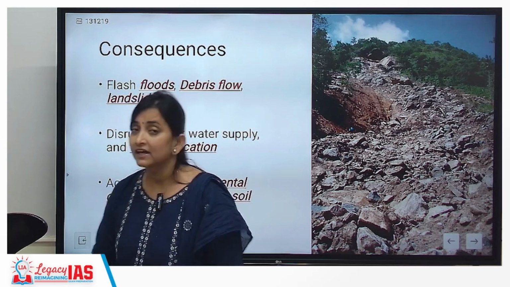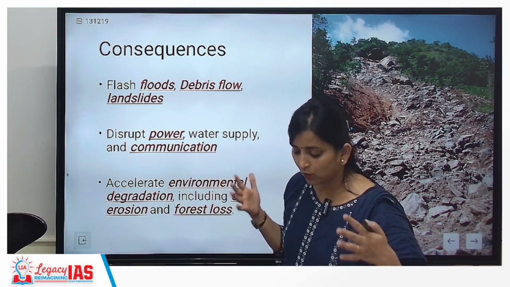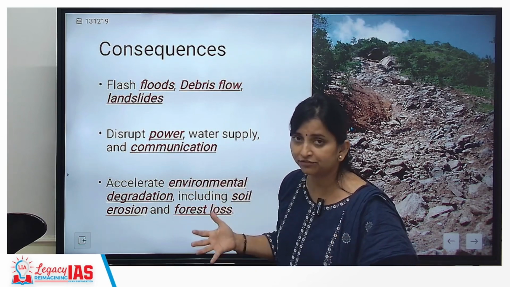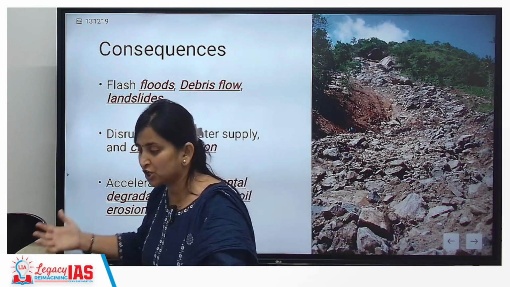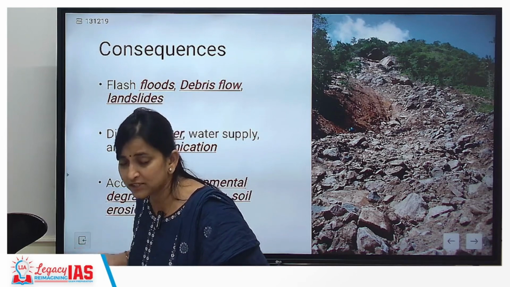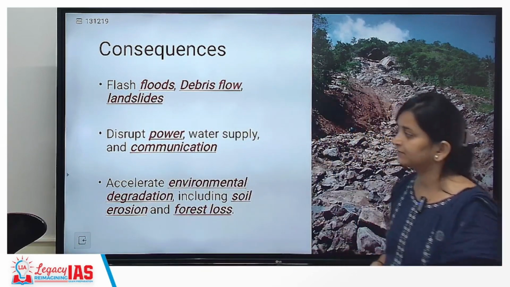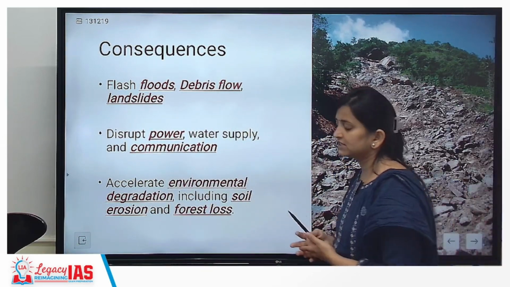Other than that, it can also lead to landslides, of course, because the water is moving with a high amount of energy, so it will push a large flow of mud, and a small piece of land can also get drifted. So it can lead to landslides as well. This can obviously disrupt the power.